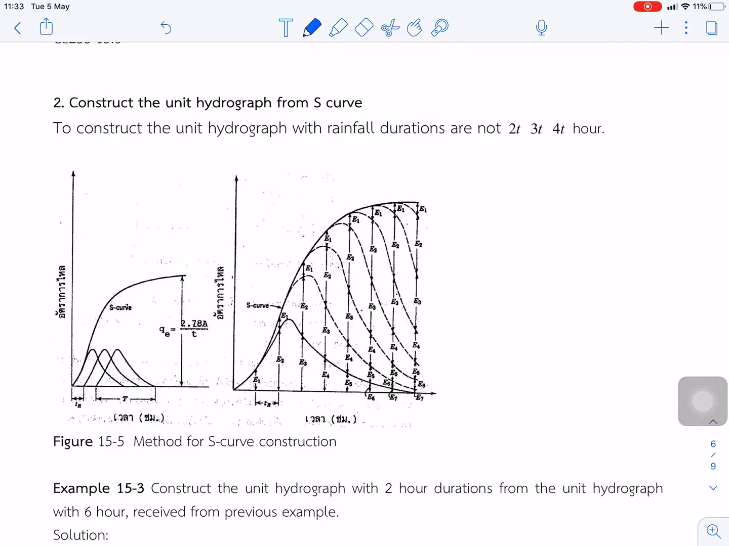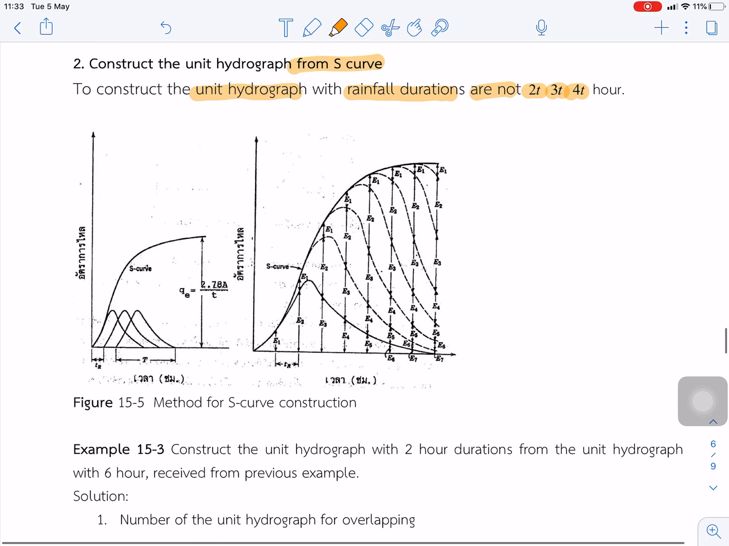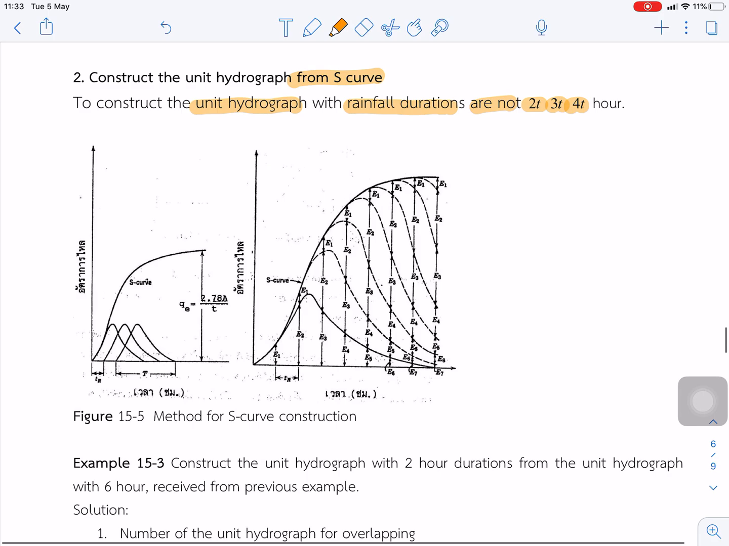To construct a unit graph from an S curve, in this case the rainfall duration is not 2, 3, or 4 times the original rainfall duration, so we have to use the S curve. Well, what is the S curve? How to construct the S curve? We can get the S curve from a series of unit graphs.